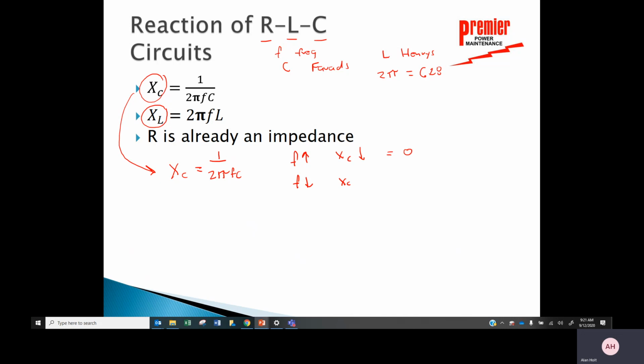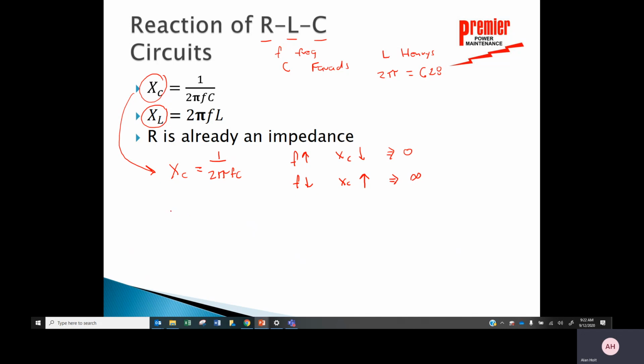Now, as frequency decreases, this denominator gets smaller and smaller and smaller. At some point, it gets really large for the total capacitive reactance. So the capacitive reactance gets larger, and it could approach infinity. And it's going to approach infinity when the frequency gets down towards 0, because 1 divided by something close to 0 is going to be infinite.